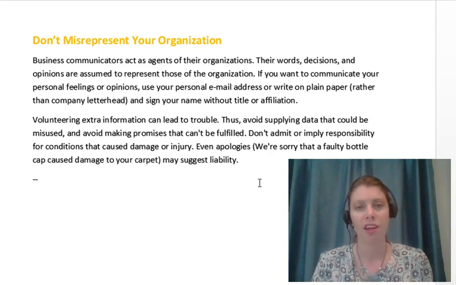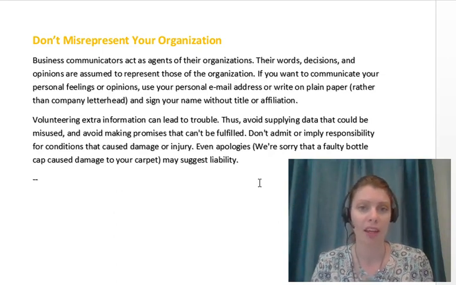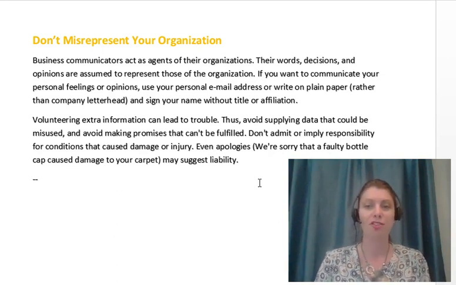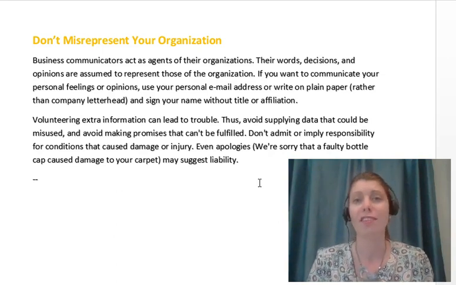Volunteering extra information can also lead to trouble. Avoid supplying data that can be misused and avoid making promises that can't be fulfilled. Don't admit or imply responsibility for conditions that caused damage or injury. Even apologies, things like "we're sorry the faulty bottle cap damaged your carpet," can suggest liability.